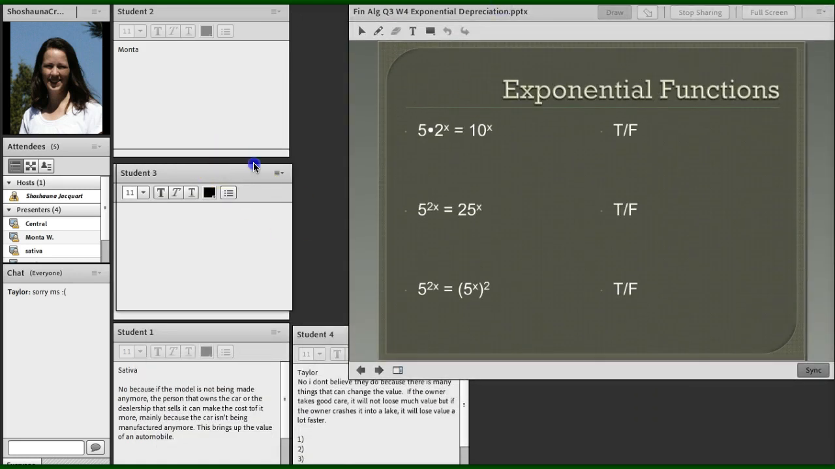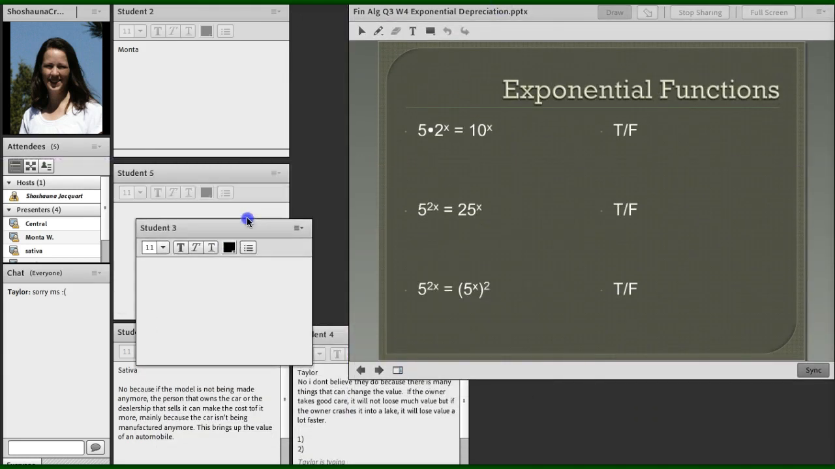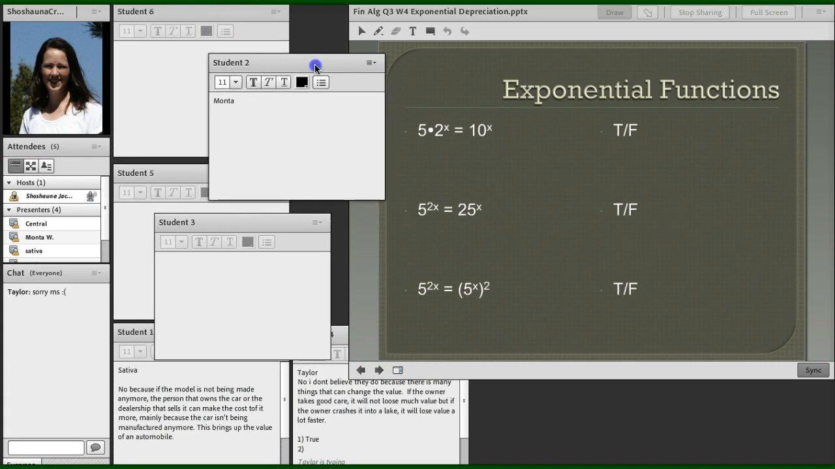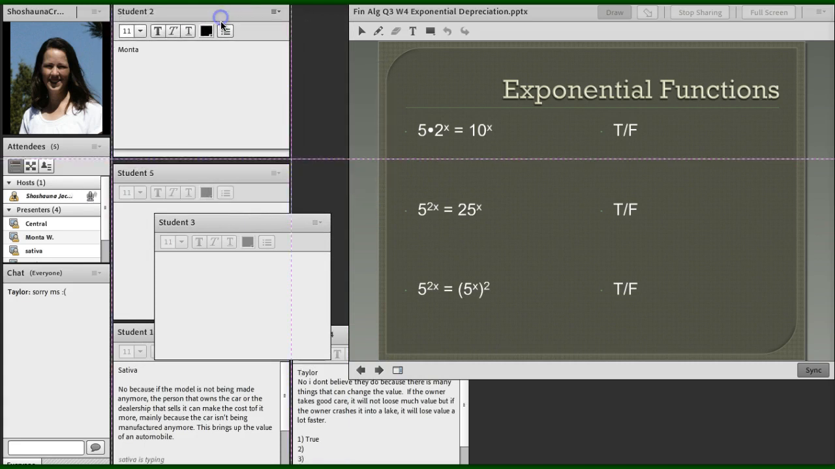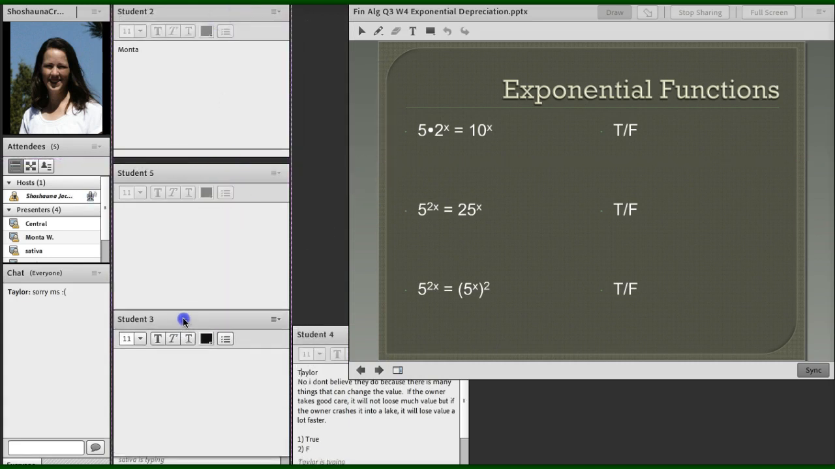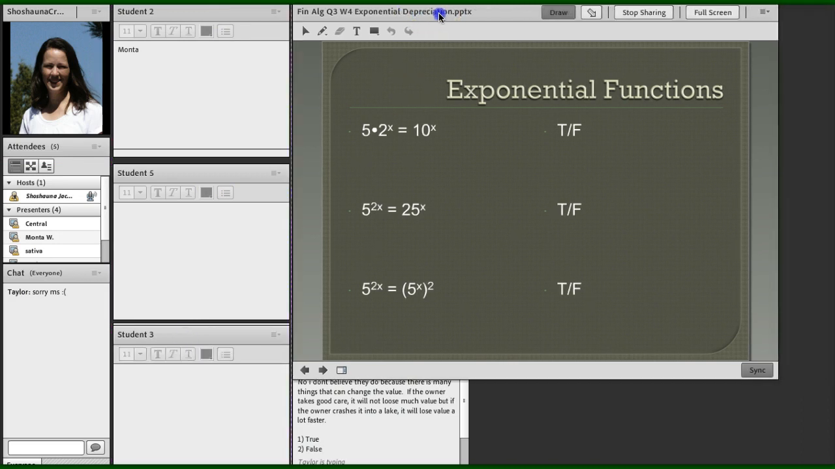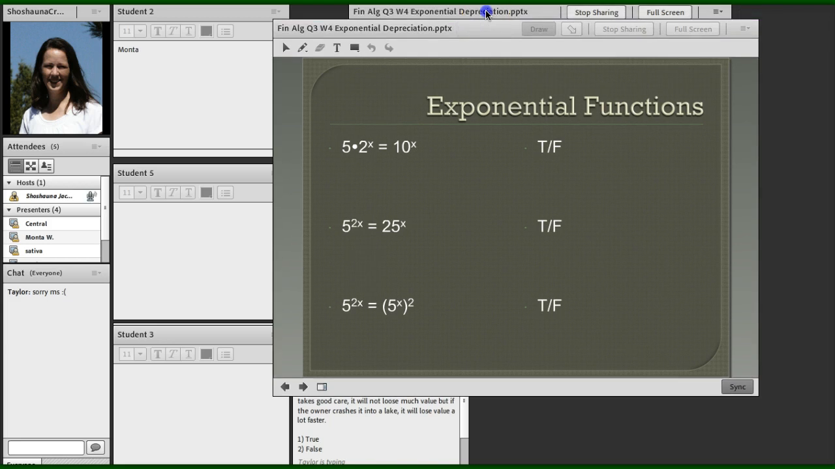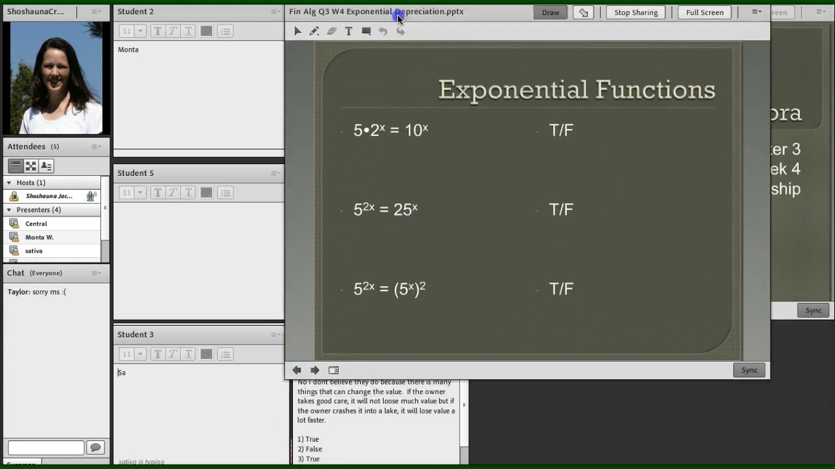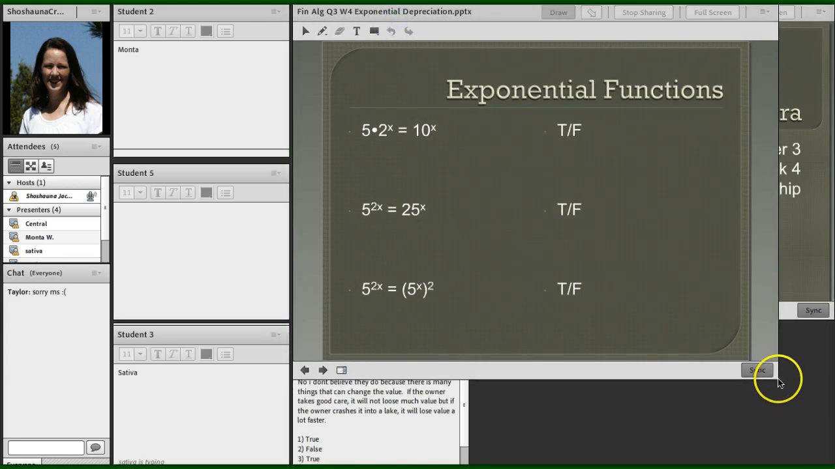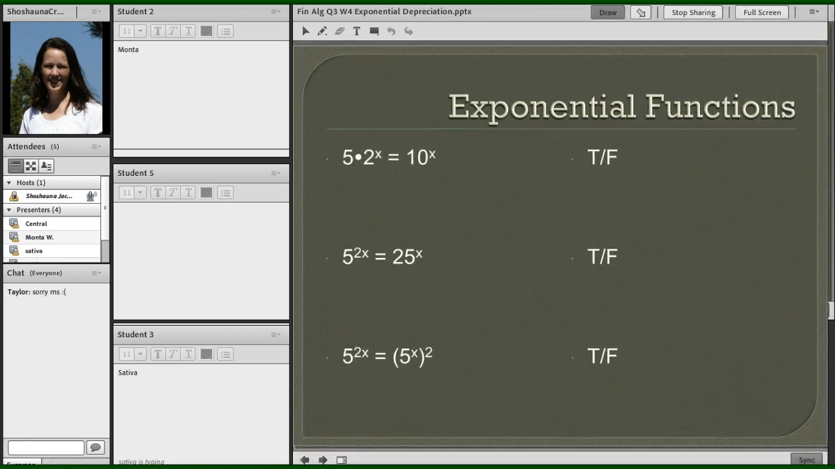Okay, maybe I have to find them. Oh, there it is. Monte, did you take over another one? No, you deleted yours. Okay. So what I'm going to do is have Sativa and Taylor take over two other pods. Take over the two that Monte's got his name in there. Take over the other two because I want to save what you guys wrote. I might use it for the discussion for the webinar.